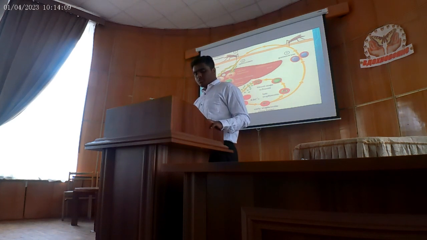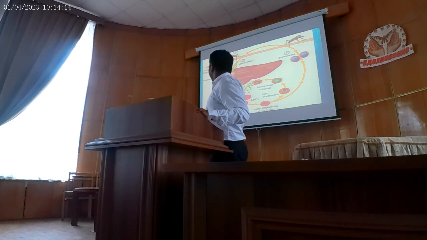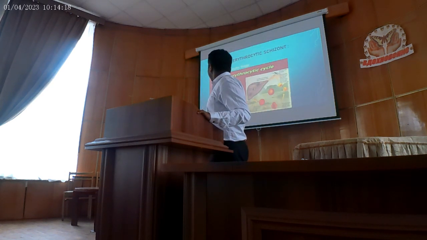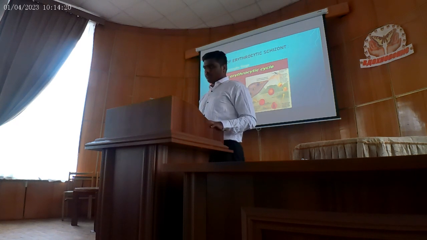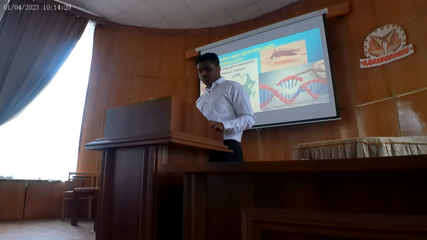This is another slide that represents the life cycle of malaria, showing the various stages. The first stage is the pre-erythrocytic stage that occurs in the human body. Then the erythrocytic stage, also known as erythrocytic schizogony, which will be explained soon after this.